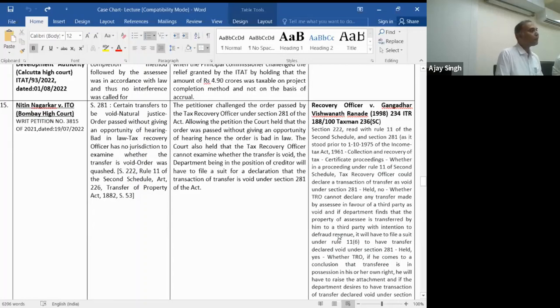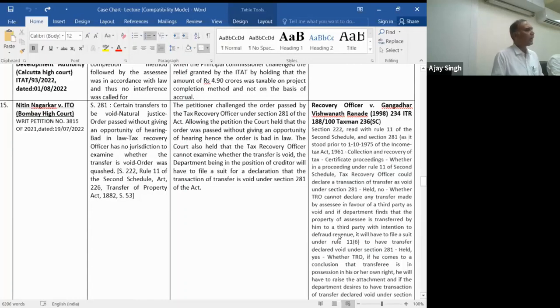So these are the recovery proceedings. In a case where the transfer has already taken place to a third party through proper documentation, and the TRO has some attachments, you can take help of this decision and make a proper representation to say that if at all they want to treat this transfer as void, they have to file a suit for that in accordance with this. This is a decision where the Bombay High Court is following the Supreme Court decision. Along with the Supreme Court, there was also an earlier Bombay High Court decision which has been affirmed by the Supreme Court.